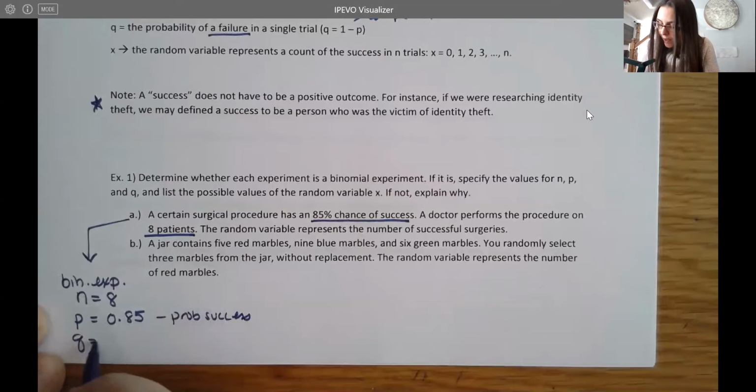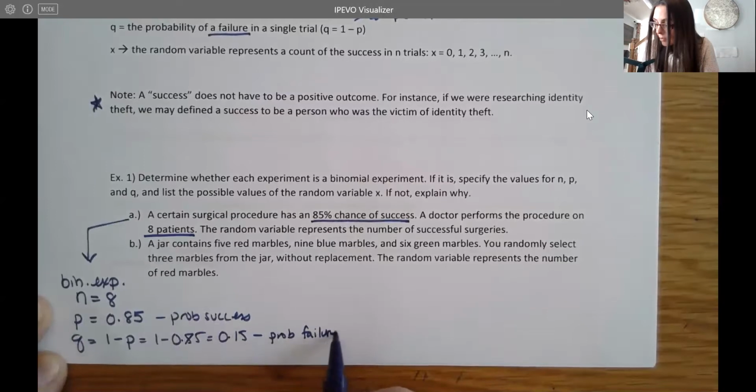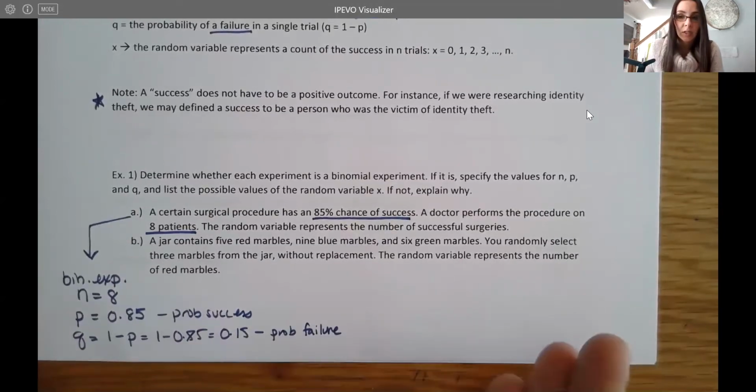Now, Q is your probability of failure. So to find it, you just do 1 minus P. So 1 minus 0.85 is 0.15. So that's our probability of a failure. So there's still a 15% chance that this surgery is not successful.